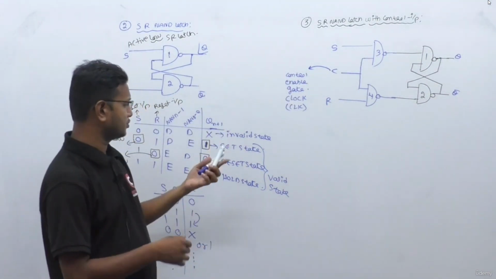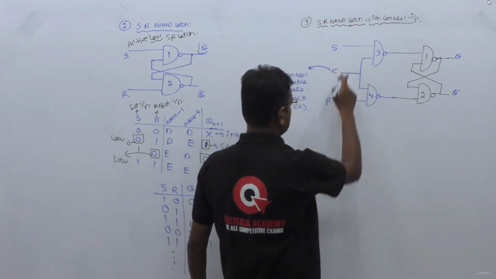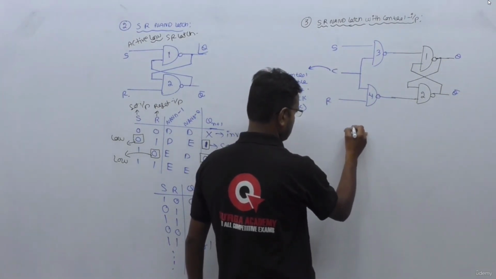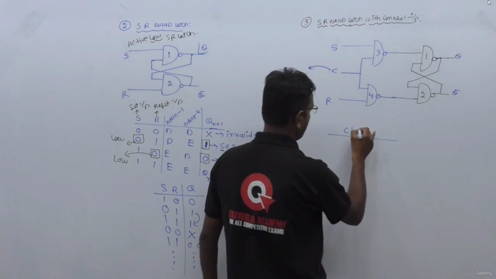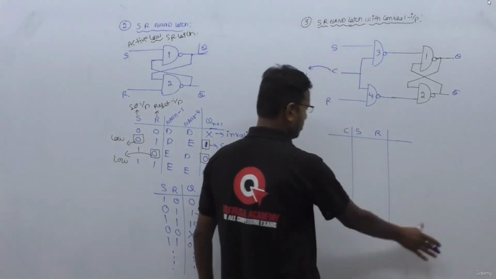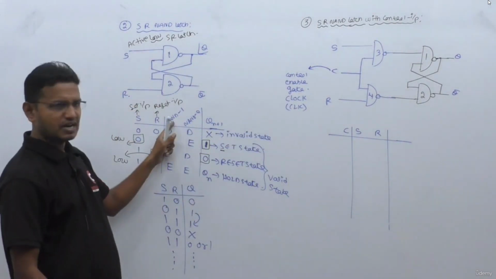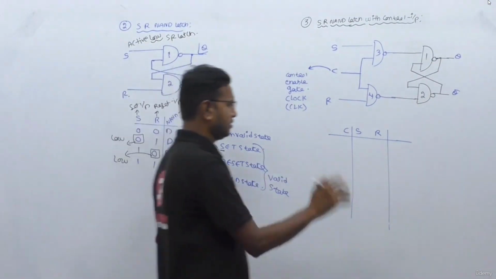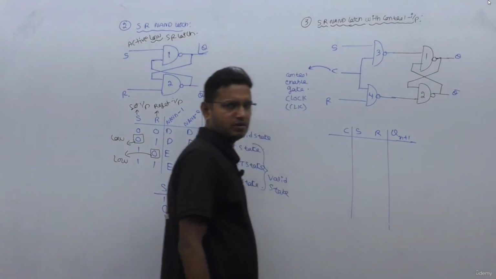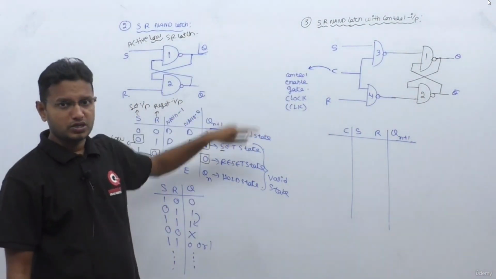Now let us see the operation of the circuit. This has 3 inputs. C is called the control input, so C is the first control input, and S and R are the inputs. Now what I am doing is, I am not drawing NAND gates 1 and 2 and all those things. Directly I am writing Qn plus 1. I am using the enable-disable concept and forming the truth table. Now C is a very important terminal. This is a controlling terminal.